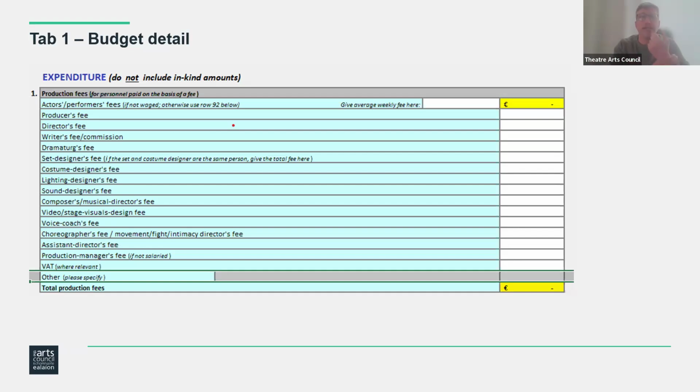Okay, so expenditure. And again, this goes into quite a lot of detail. There's a lot of line items there. So there are lines for dramaturg's fees, set designer's fee, sound designer's fee, choreographer's fee, movement, fight choreographer, intimacy director's fee. So we basically have listed everything we could think of. You may not be using a lot of these people, so if you're not, don't worry, you don't need to worry about inputting anything. If it's not relevant to you, you don't have to fill it in.